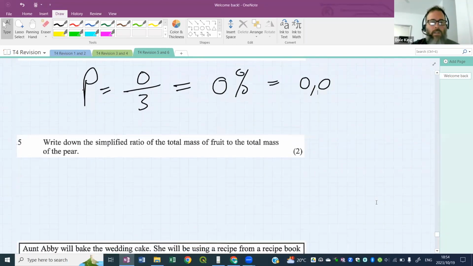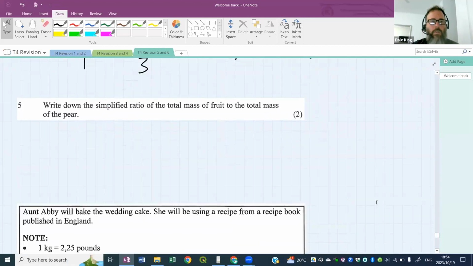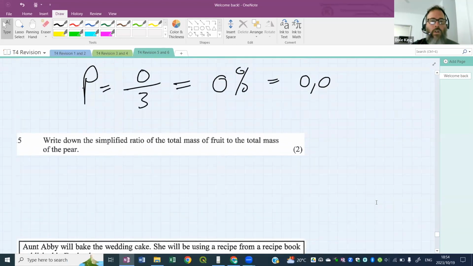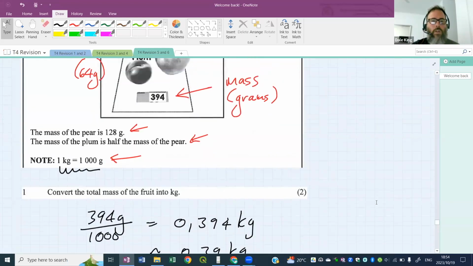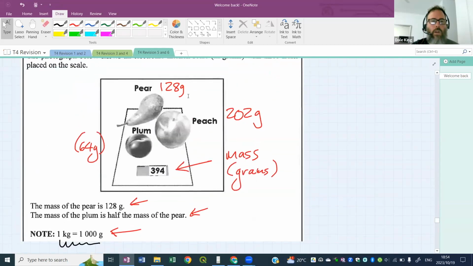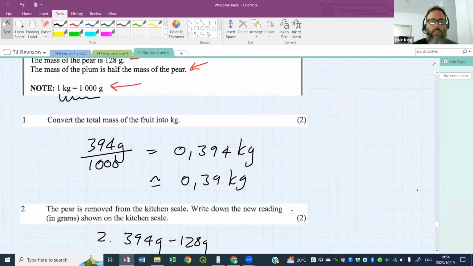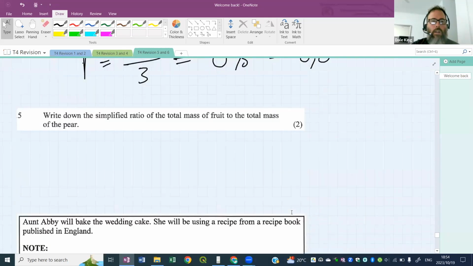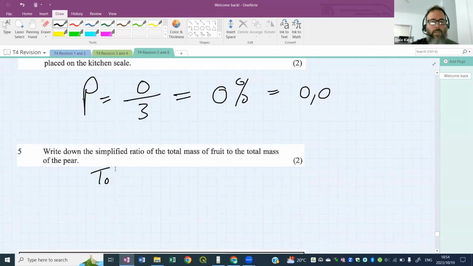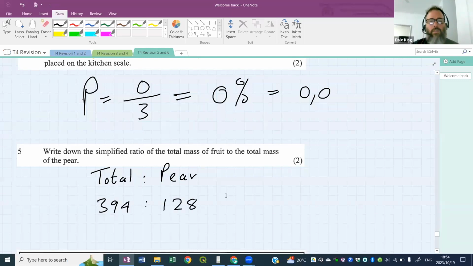I think this is the, oh, there's another one. Yeah, let's see. All right, write down the simplified ratio of the total mass of fruit to the total mass of the pear. All right, let's go back up to the top. The total mass of fruit is 394. The pear is 128. So let's write it out. We need the total to the pear, please. Which means it's 394 to 128, if I'm not mistaken.